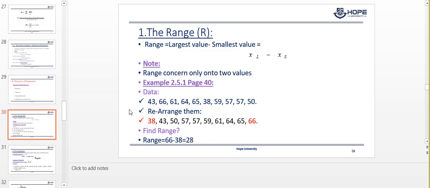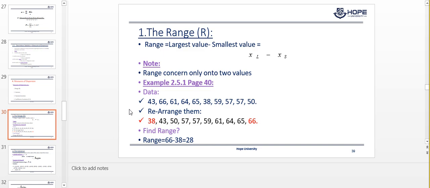So what is range? Range is the largest number in your frequency or class interval minus the smallest number in your class. So XL minus XS, where L stands for the largest value and S stands for the smallest value. As you see, note that range concerns only 2 values.